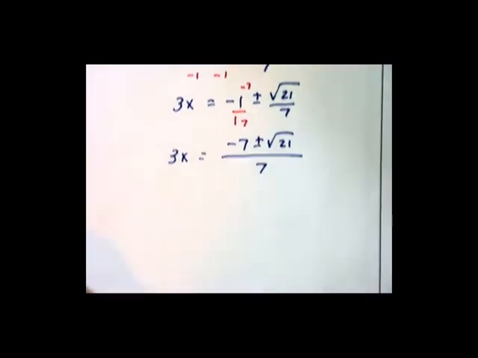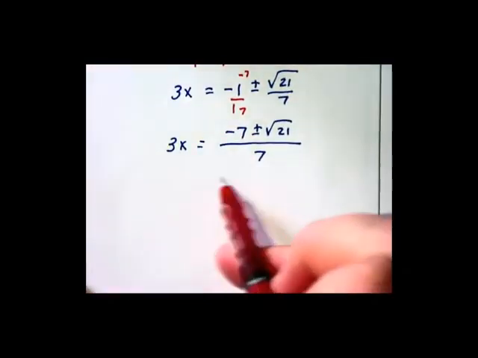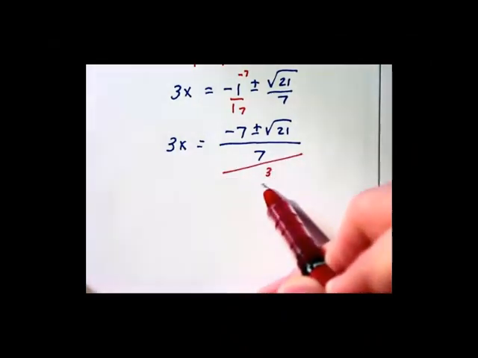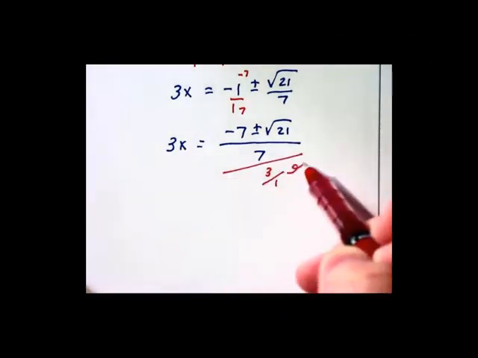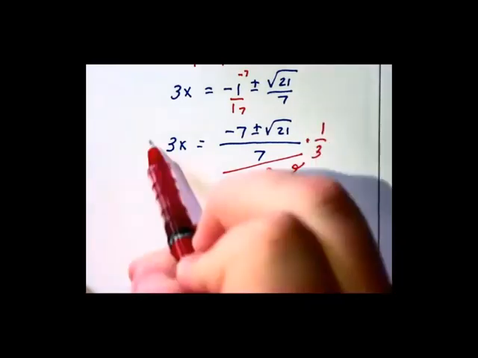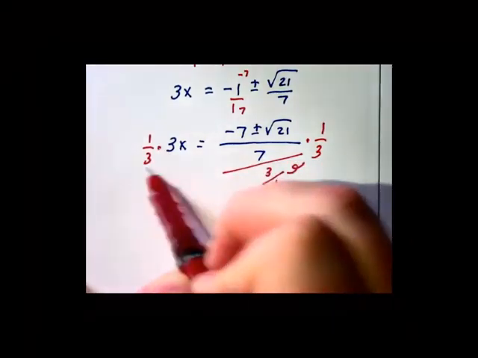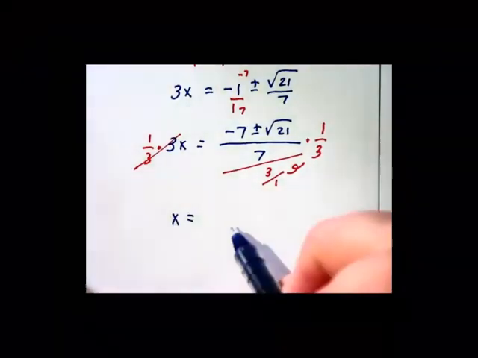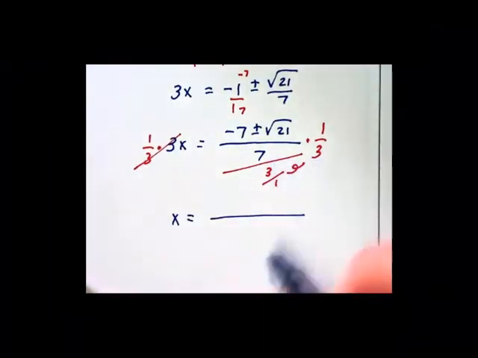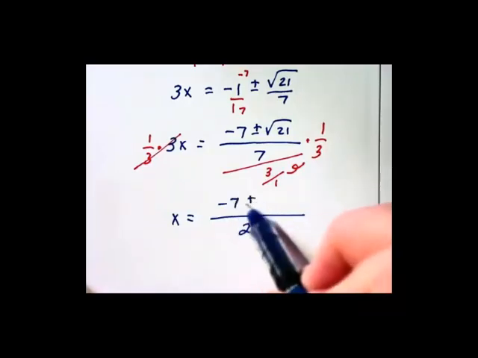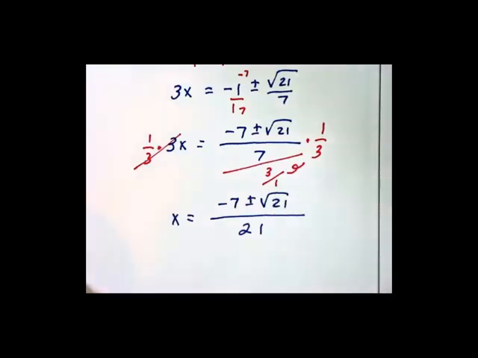Now, when it comes to dividing off the 3, you could write a big divide by 3 on the right, but then you'd have to say, ooh, I'm dividing by a 3 over 1, and that would mean multiplying by the reciprocal 1/3. And that is basically the same thing as multiplying by a third to undo the 3 on the left. Now we have final answer, x equals, the 7 times 3 in the denominator becomes 21, and we're going to have -7 plus or minus root 21 all over 21.